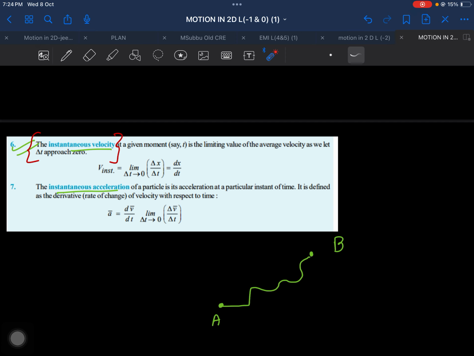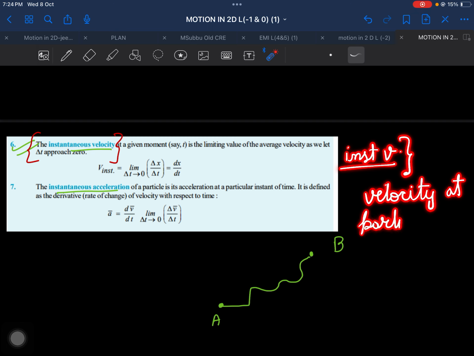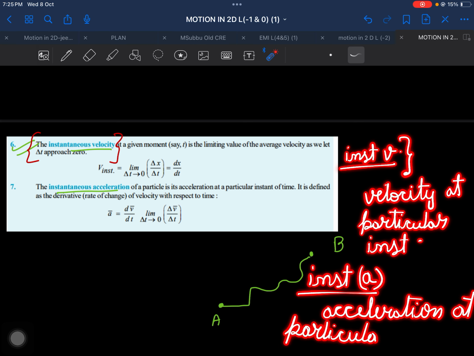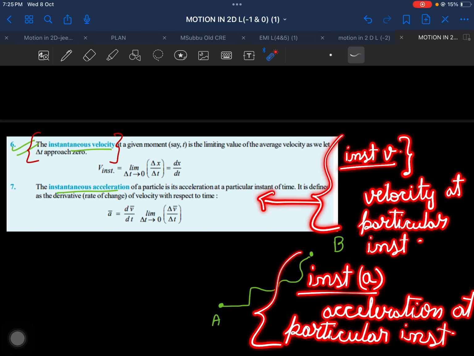Instantaneous velocity is the velocity at a particular instant. And what is your instantaneous acceleration? Instantaneous acceleration means the acceleration at a particular instant. Now how will you find this instantaneous velocity and instantaneous acceleration?